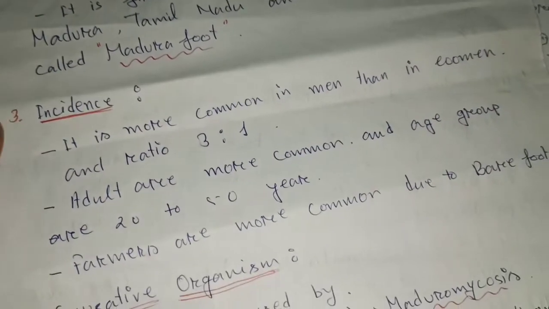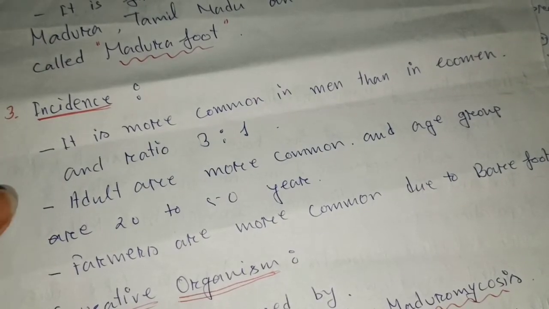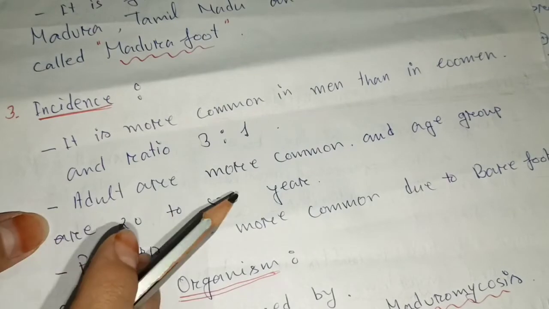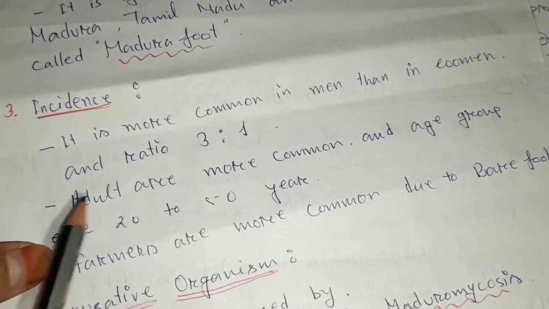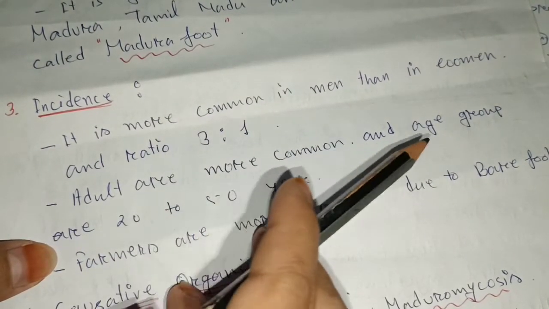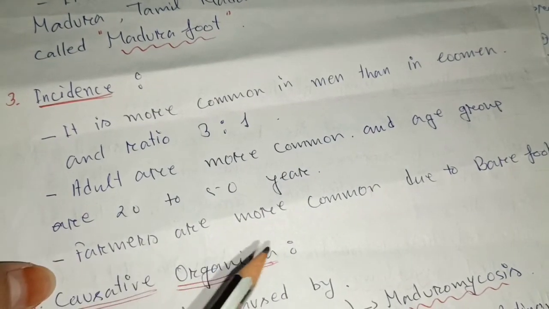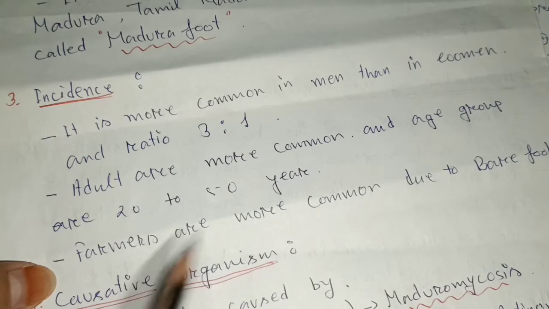Incidence. It is more common in men than in women, and the ratio is 3:1. And adults in the age group of 20 to 50 years are more commonly affected. Farmers are more commonly affected due to going barefoot.